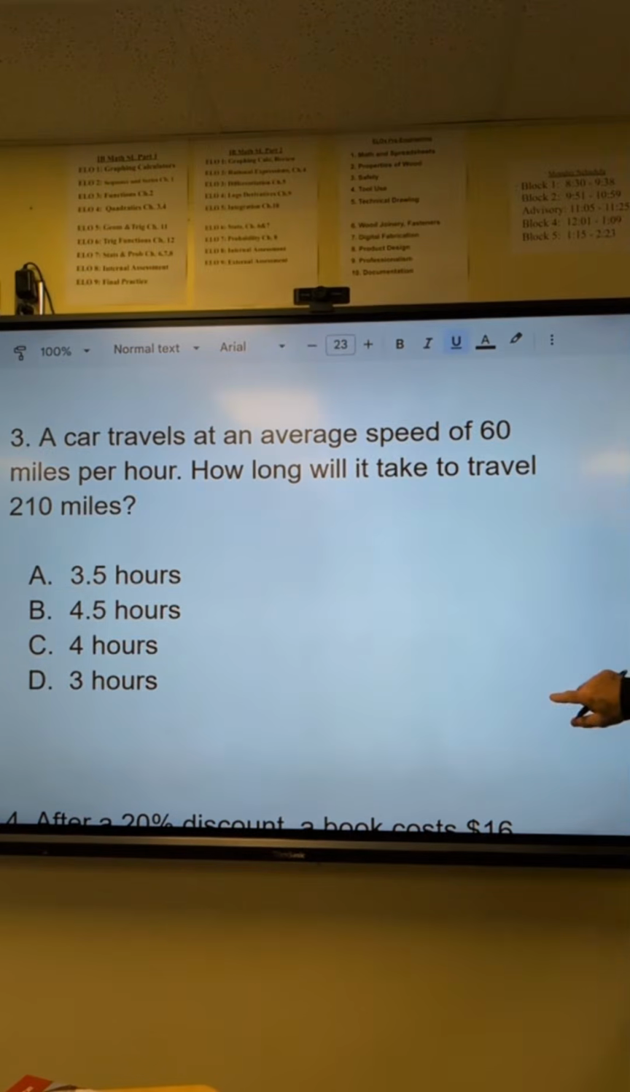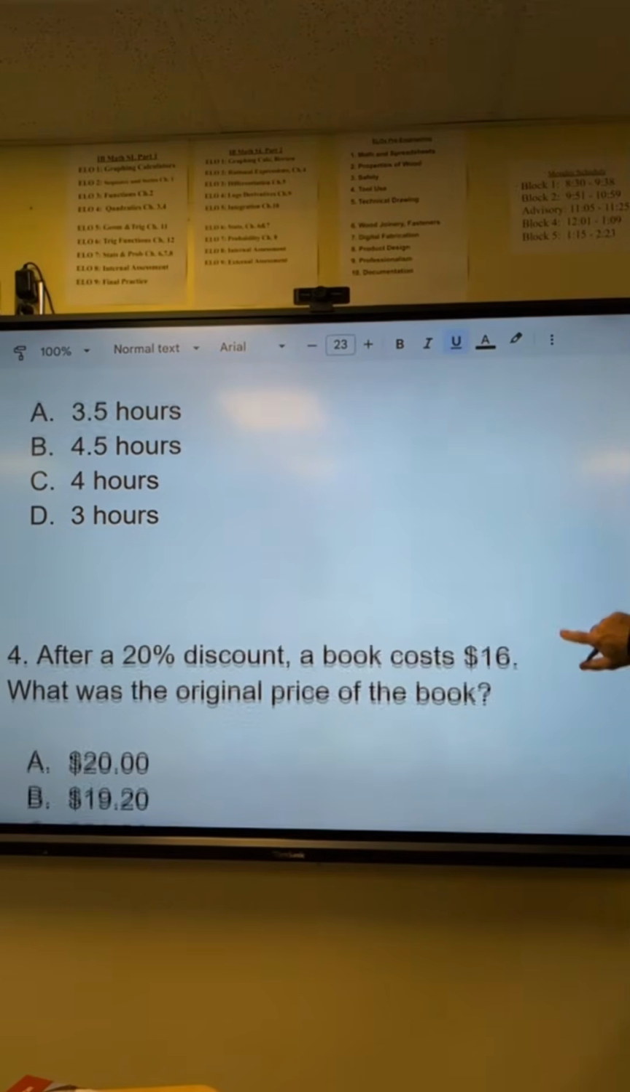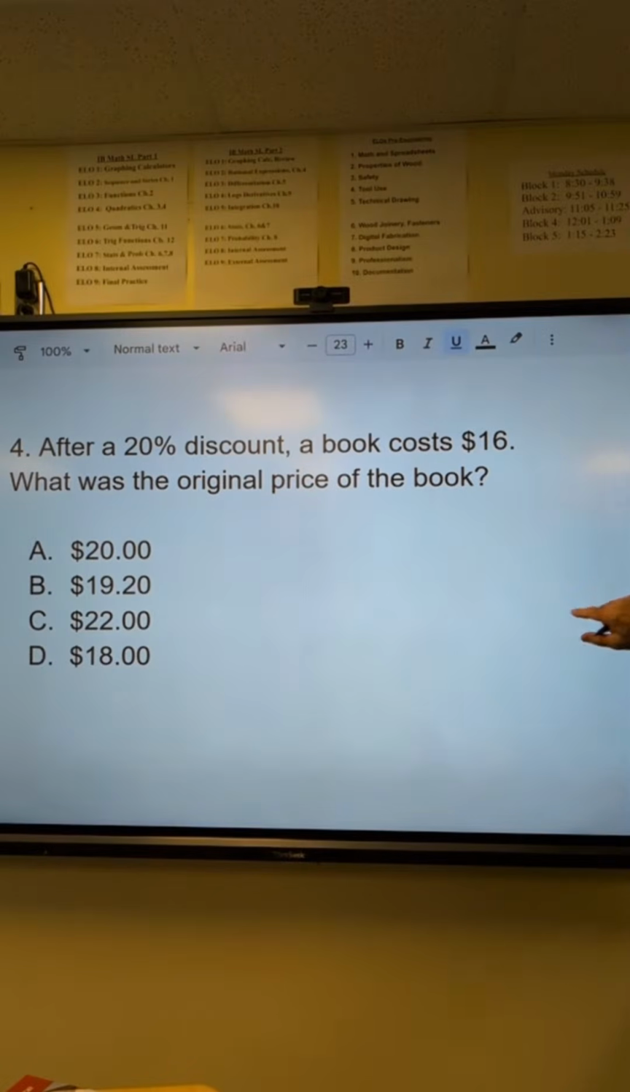Okay, let me close that up and move on to the next one. Number 4, I'll give you a minute to do this one before I do it. This one's actually a little tricky.